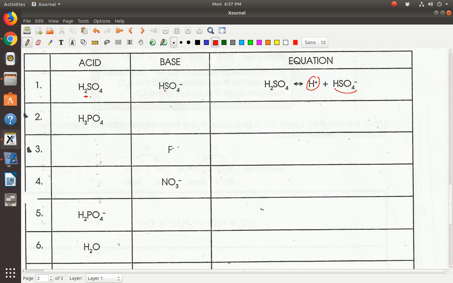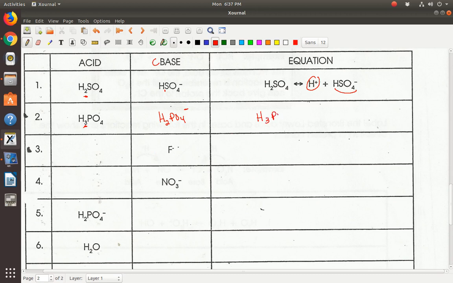So once it donates something, this is really a conjugate base that it's making. Okay? So here we have 3 hydrogens. If it donates one of the hydrogens, it would be H2PO4, and it lost a hydrogen, so now it's going to have a -1 charge. And so how would I write that over here?